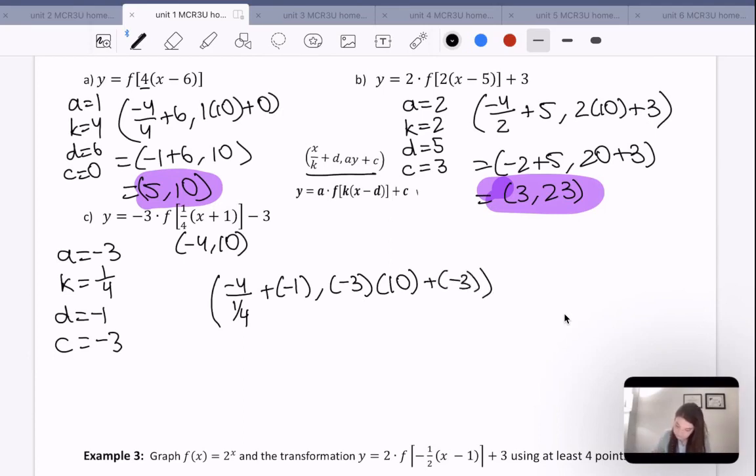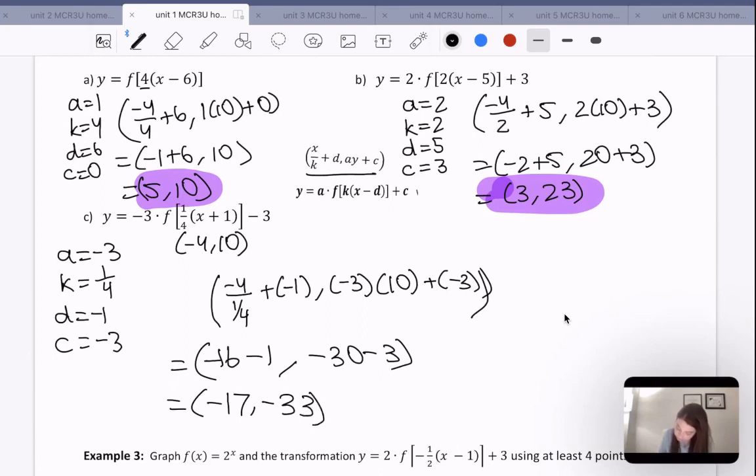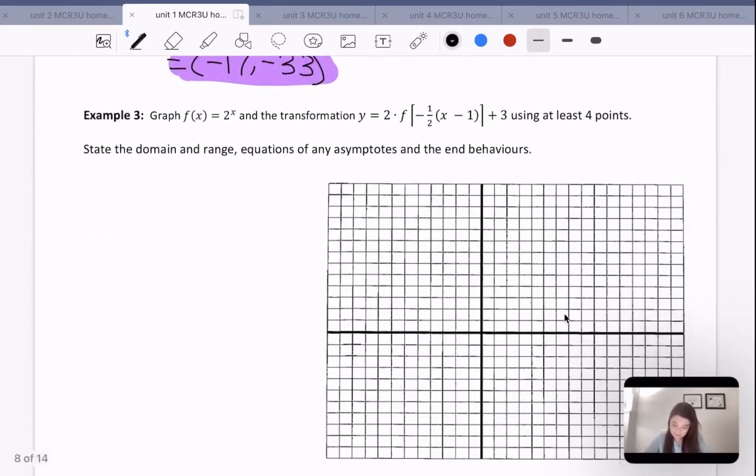Okay. And what's that equal to? Well, this is equal to negative 16 minus 1. And this is equal to negative 30 minus 3. And this is equal to negative 17, negative 33. And that is our final answer. All right, so if you have any questions about that, please let me know. All right, let's move on to example 3.